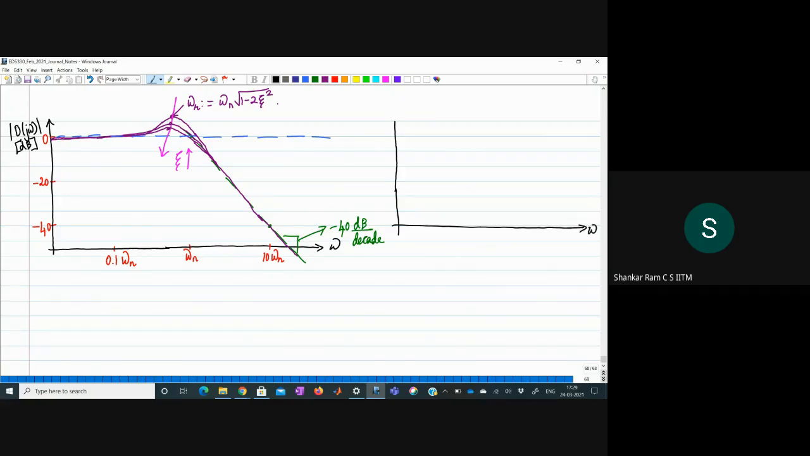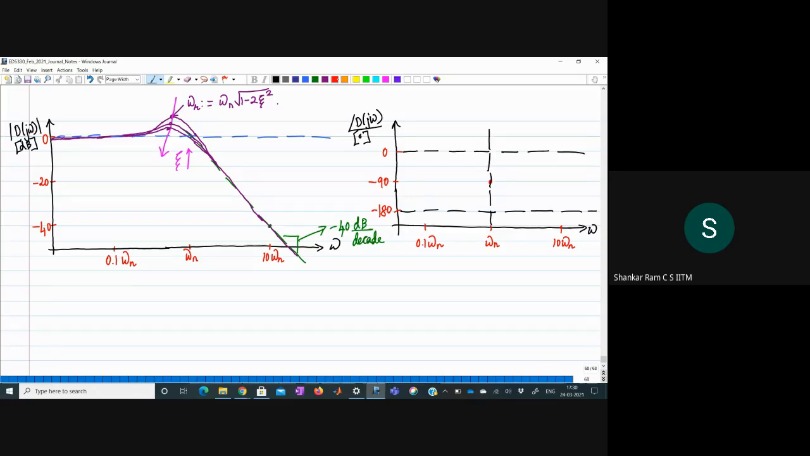So if you plot the phase diagram, we are plotting the phase of this transfer function in degrees. So once again, we go from 0.1 times omega n to omega n and 10 times omega n. So what will happen is the following. So let us say this is 0, this is minus 90, this is minus 180. So what's going to happen is the following. The phase will be minus 90 at omega n, and the phase will go from 0 degrees to minus 180. Okay, but at omega equals omega n, the phase will be equal to minus 90.